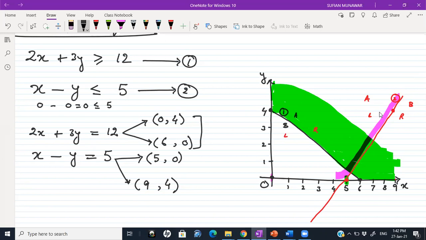If we choose any one, for example, if I choose the point (3, 4), and you put this point in this inequality, you will see that the point will satisfy that inequality. So that's why we will shade all the area on the left side.